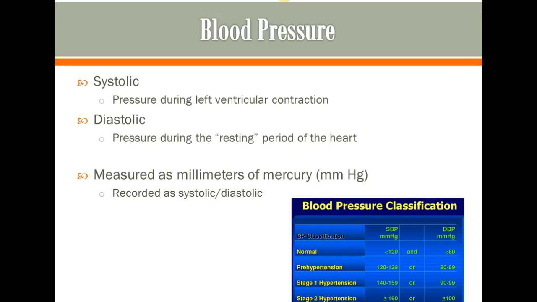Systolic blood pressure is the pressure during left ventricular contraction, and diastolic pressure is during the resting period of the heart. Again, it's measured as millimeters of mercury. And here I've included the Institute of Medicine's blood pressure classification, which also correlates to your skills book table, identifying that a normal blood pressure is less than 120 over 80. It then goes over pre-hypertension and stage 1 hypertension and stage 2.